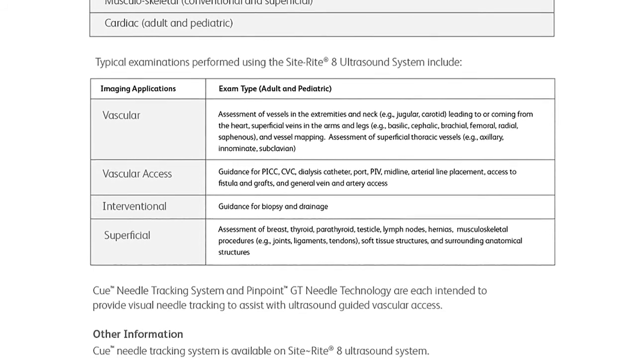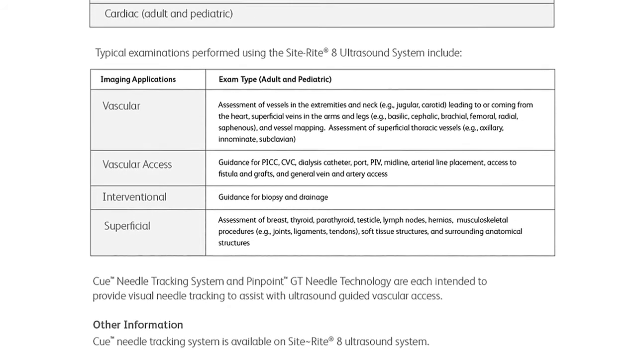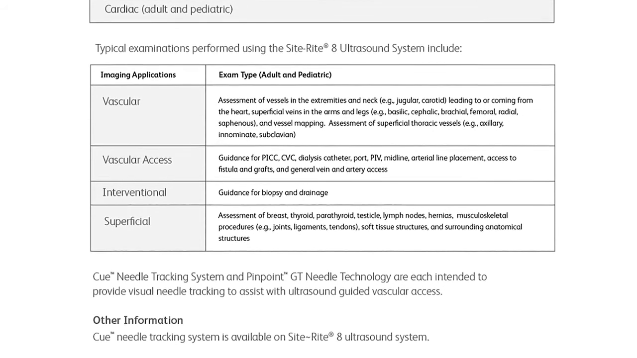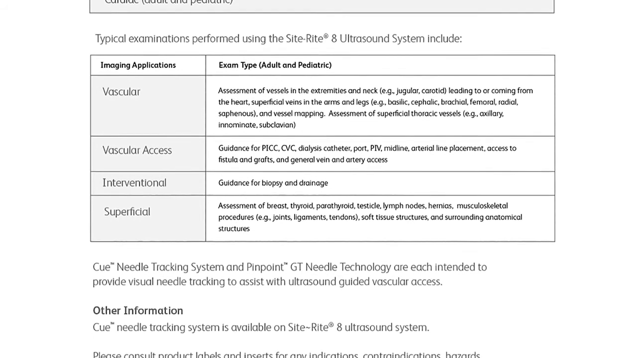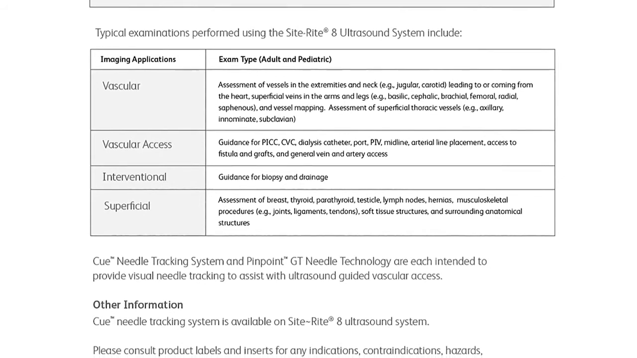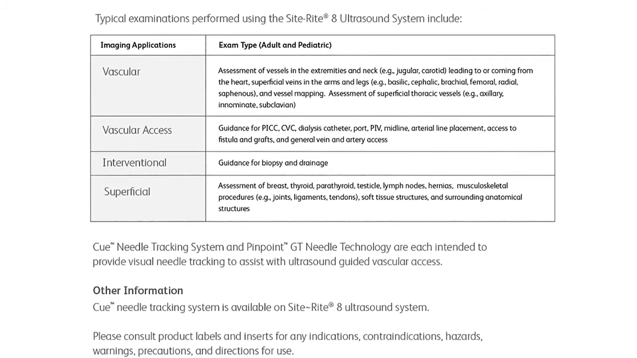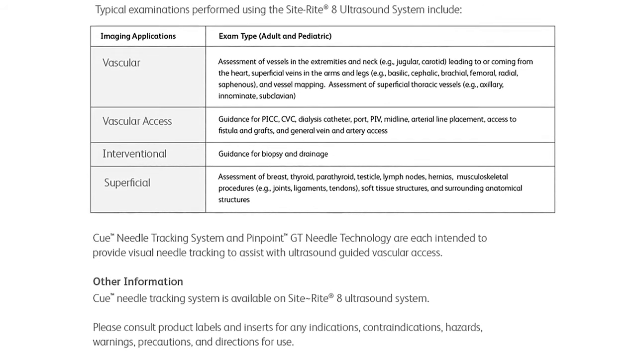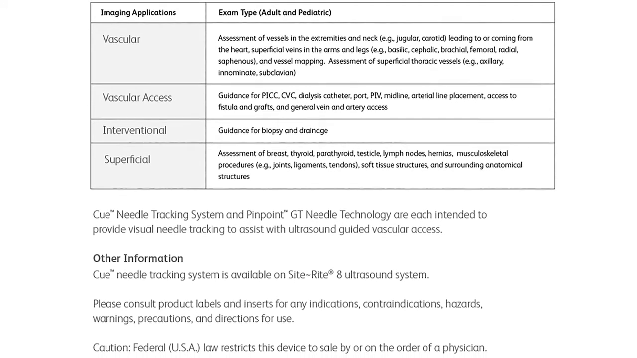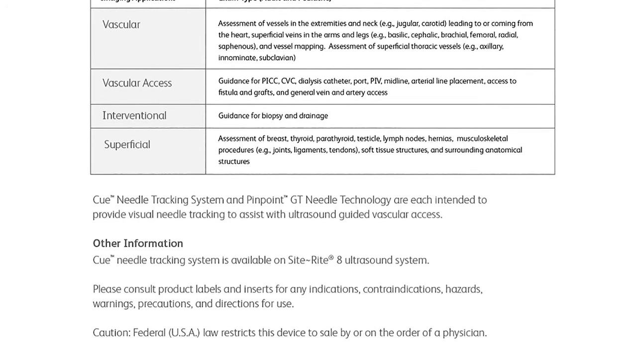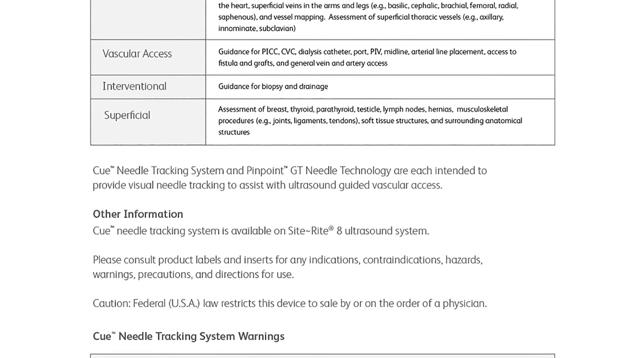Vascular access, guidance for PICC, CVC, dialysis catheter, port, PIV, midline, arterial line placement, access to fistula and grafts, and general vein and artery access. Interventional, guidance for biopsy and drainage. Superficial, assessment of breast, thyroid, parathyroid, testicle, lymph nodes, musculoskeletal procedures, for example, joints, ligaments, tendons, soft tissue structures, and surrounding anatomical structures. Q needle tracking system and Pinpoint GT needle technology are each intended to provide visual needle tracking to assist with ultrasound-guided vascular access.